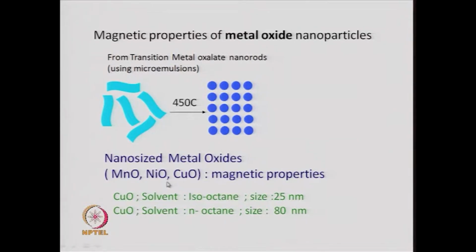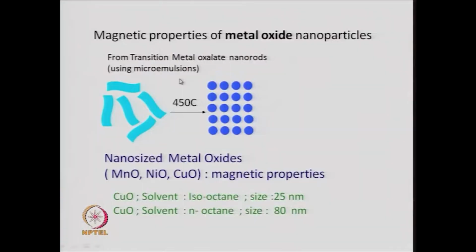So, you can get nano sized metal oxides, and you can study the magnetic properties of these metal oxide particles, and you can control the size of the particles by controlling the microemulsions. For example, if you use a solvent like isooctane, when you synthesize this copper oxalate to get finally copper oxide, then you get particles of size 25 nanometers. However, if you make copper oxalate using normal octane instead of isooctane, they are two different isomers, then in that case the copper oxide which you get has particles with size of approximately 80 nanometers.